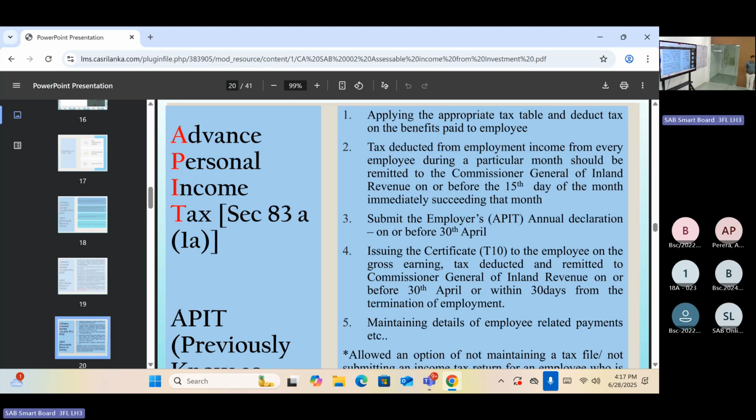Now once you log into the system, it itself says where you work, how much you receive, and what tax they have deducted. Now it is available in the system because it is automated.